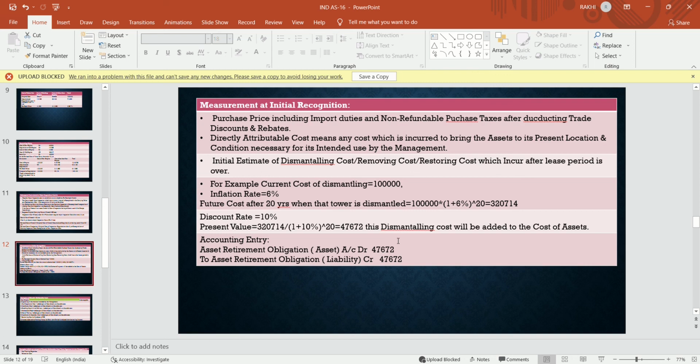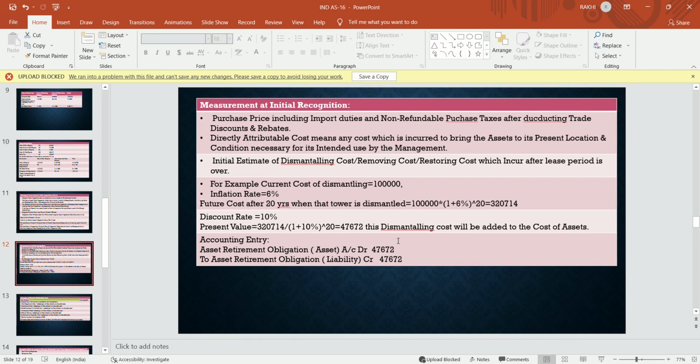That is 1 lakh multiplied by (1 plus 6%) to the power of 20 years, because we are determining the future value after 20 years. So it will be 3,20,740. That 3,20,000 is the cost of dismantling after 20 years. So we will bring that future value to today's cost. What is the present value of that dismantling cost? We will use the discount rate, which will be 10%.